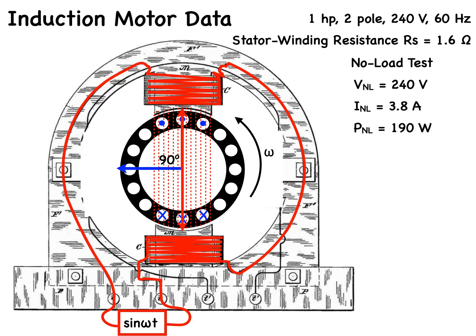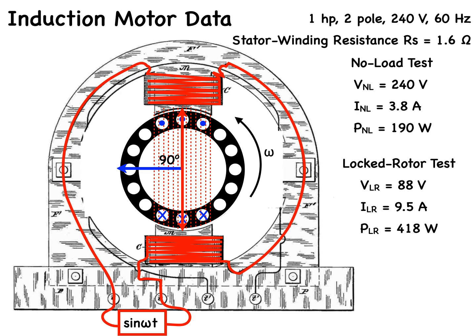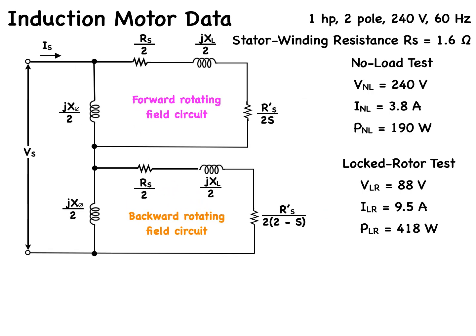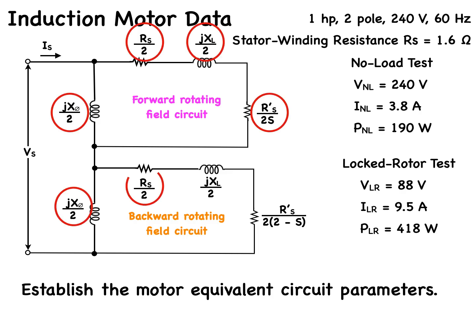The locked rotor test results are, when applying a locked rotor voltage, VLR, equal to 88 volts, a locked rotor current, ILR, equal to 9.5 amps, and drawing a locked rotor power, PLR, equal to 418 watts. Our task in this problem is to establish the motor equivalent circuit parameters.